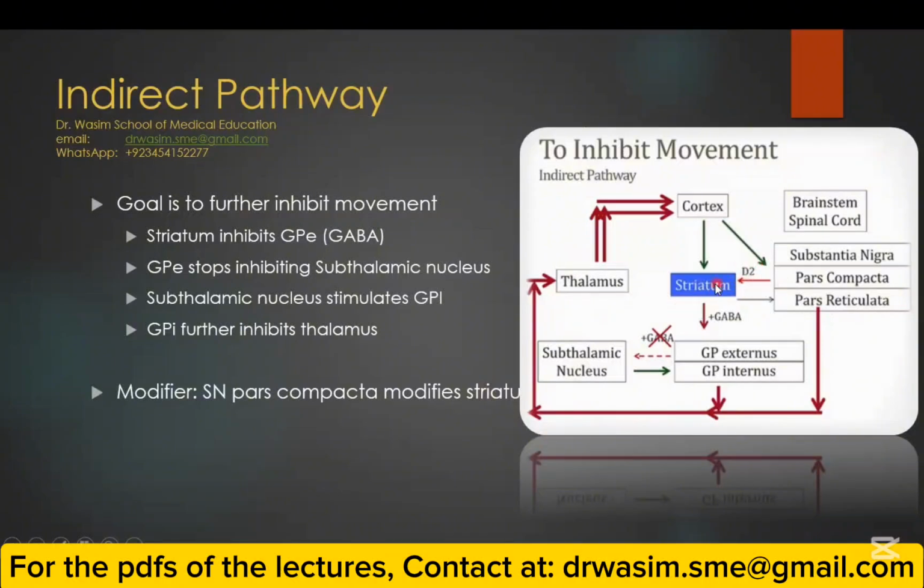So when it is stimulated via D2, it will release GABA, the inhibitory neurotransmitter, which will inhibit the globus pallidus externus, and the inhibition of the subthalamic nucleus will be stopped, and the subthalamic nucleus will activate the globus pallidus internus. The globus pallidus internus will release the GABA neurotransmitter, and this GABA will inhibit the thalamus, and there will be inhibition of the cortex. So there will be no movement.